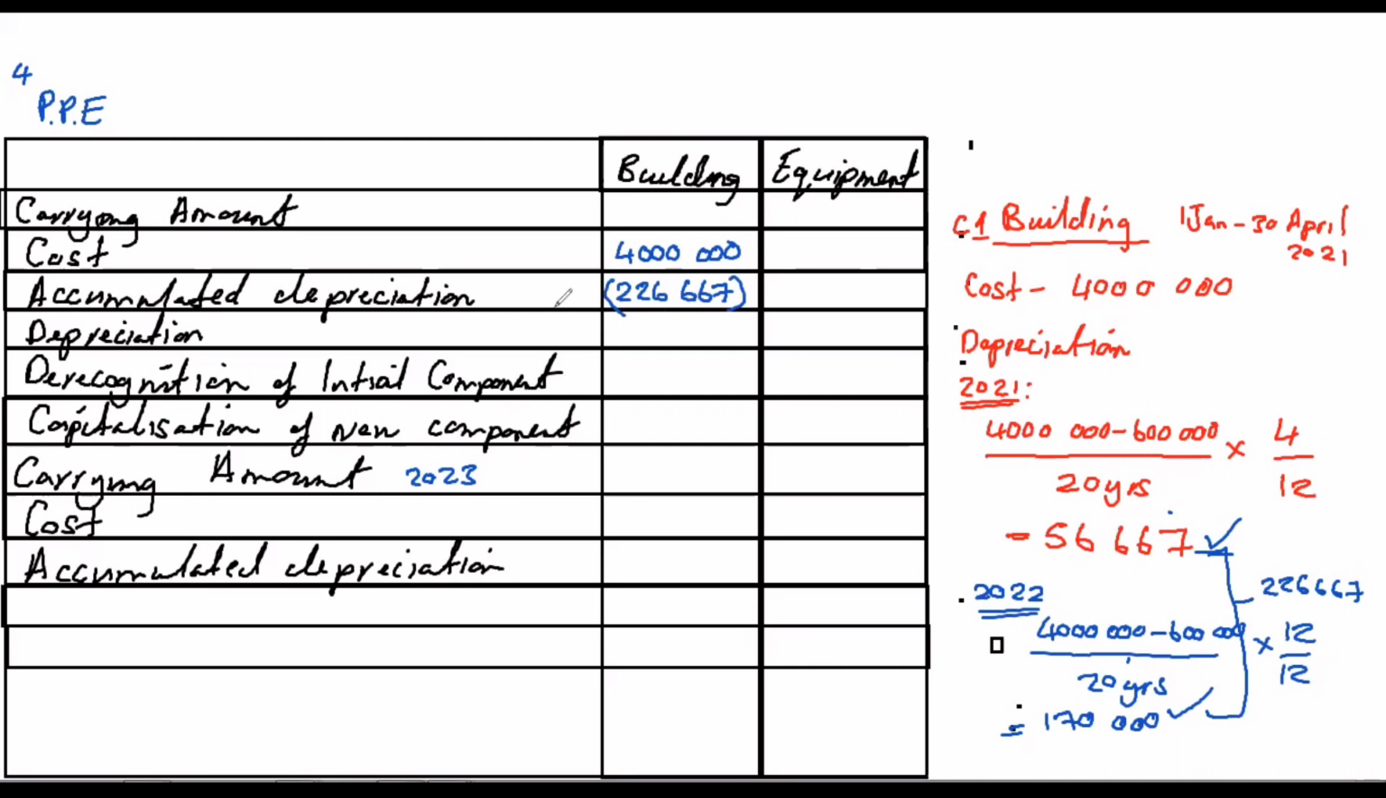And then there's no complication with the building. So in the current year, the depreciation will be how much? 170,000. So here there's nothing about this, nothing about that, so the cost won't change. If there are no changes, watch out. If there are changes, there are changes. So here, what will be the accumulated? It will be the 226,667 plus the 170,000 for the year, giving a total of how much?